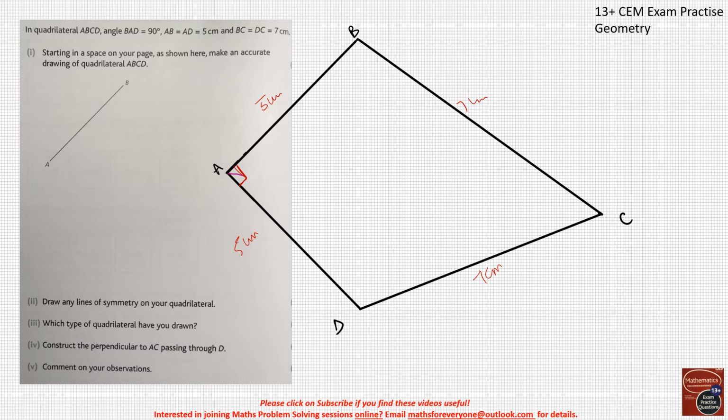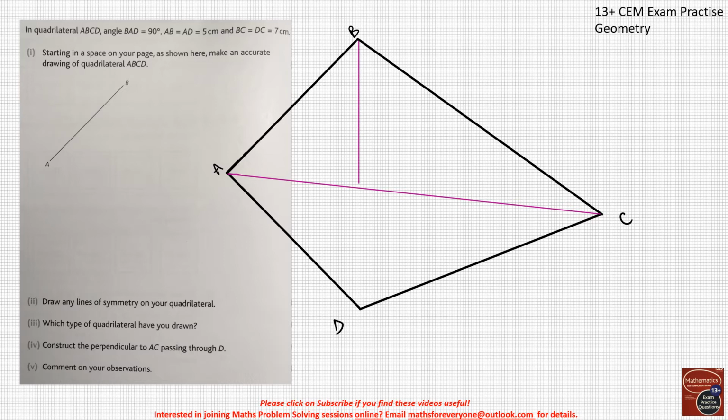Next they're asking, can you draw the lines of symmetry on your quadrilateral? Yes, that is the line of symmetry. If you join A and C, that's the line of symmetry. Next they're asking, what type of quadrilateral have you drawn? This is a kite, because the adjacent sides are equal and the opposite sides are not.